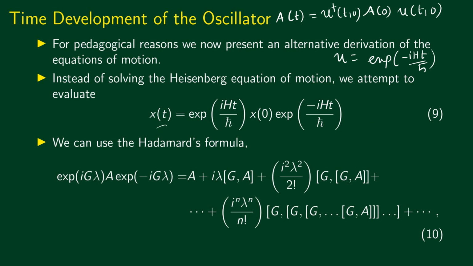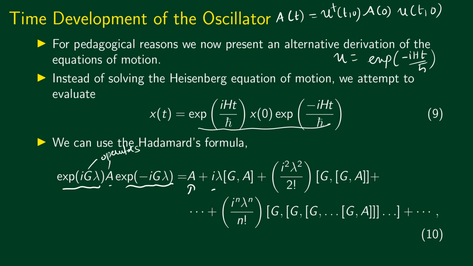Okay, so the next question is, how do we evaluate this expression? For this, we can use what's called Hadamard's formula or Hadamard's lemma. Hadamard's lemma says that exponential ig lambda a exponential minus ig lambda, where g and a are operators and lambda is some parameter, has the following Taylor series expansion. The first term is a itself.